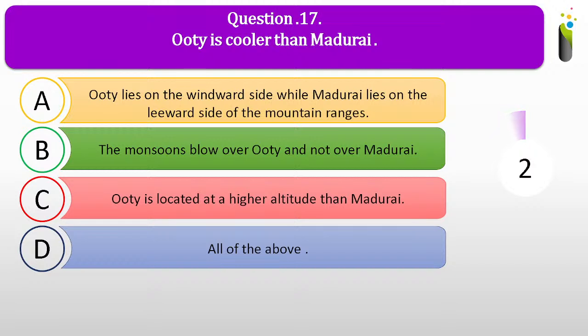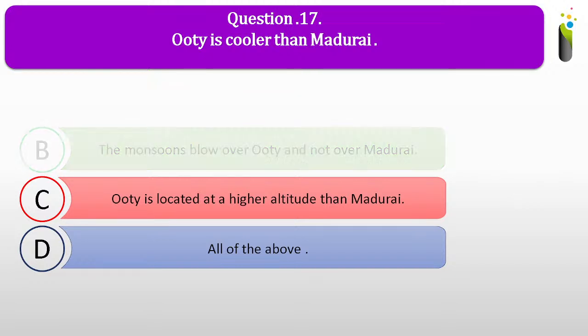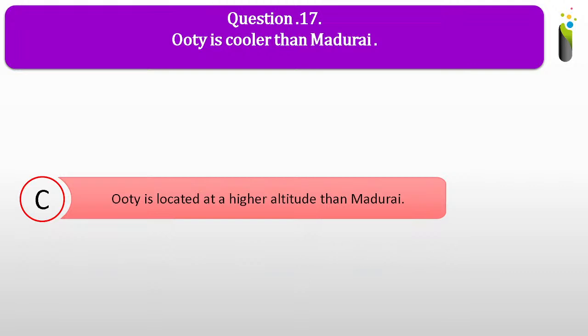So the correct answer why Ooty is cooler than Madurai is because Ooty is located at a higher altitude than Madurai. So that's your answer. That is C. Correct answer, Arushi and Kavya. Going ahead, question number 18.